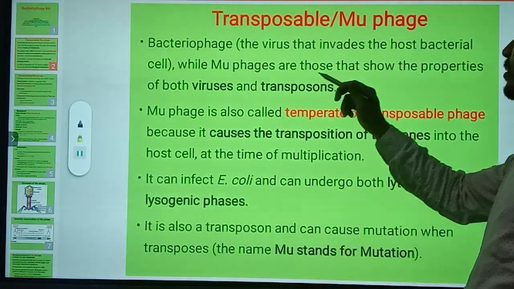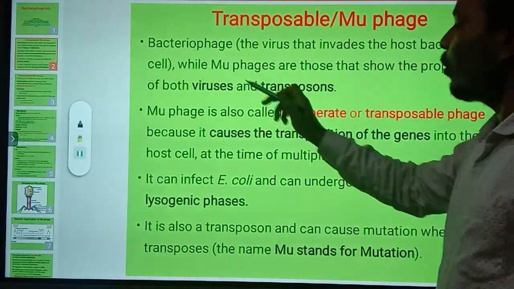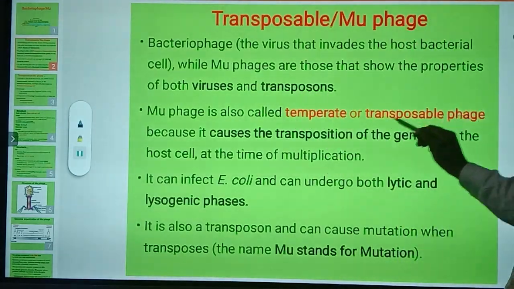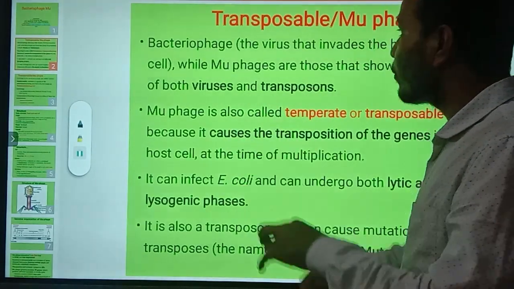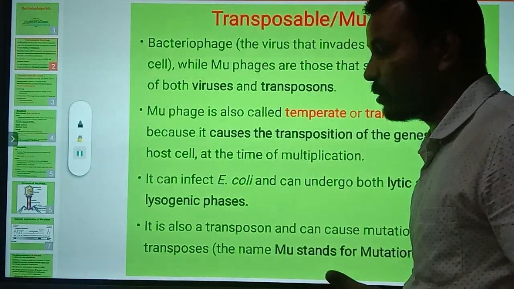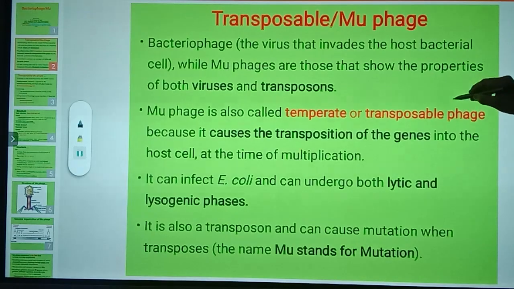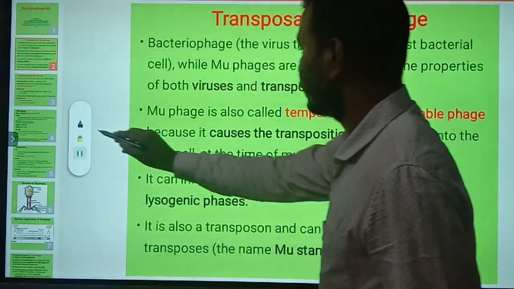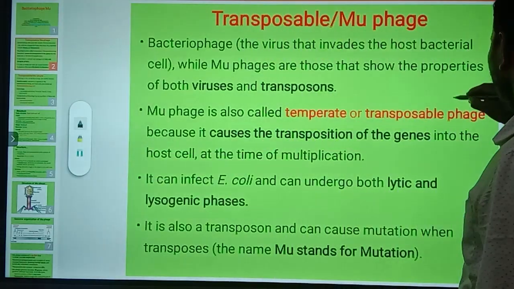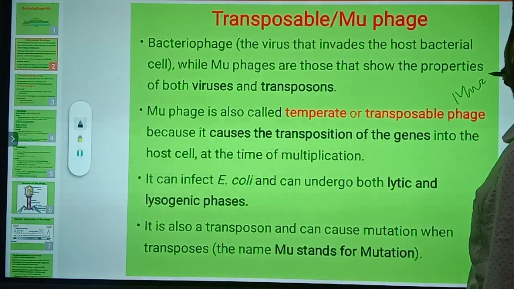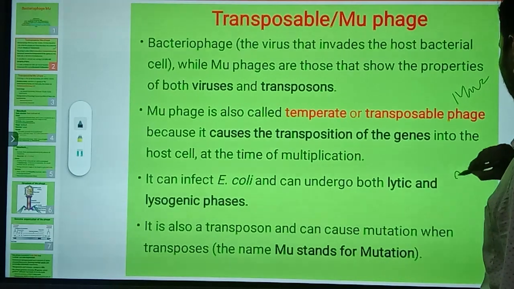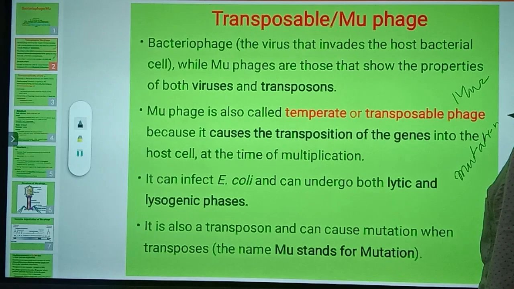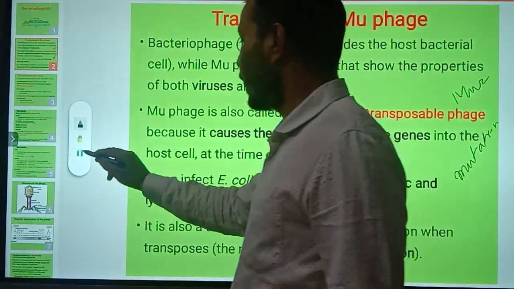These are the viruses that invade the host bacterial cell, while mu phage are those that show the properties of both viruses. We said mu for mutation. Mu stands for mutation. Mu means mutation, right? Mutation. Okay. So what happens?